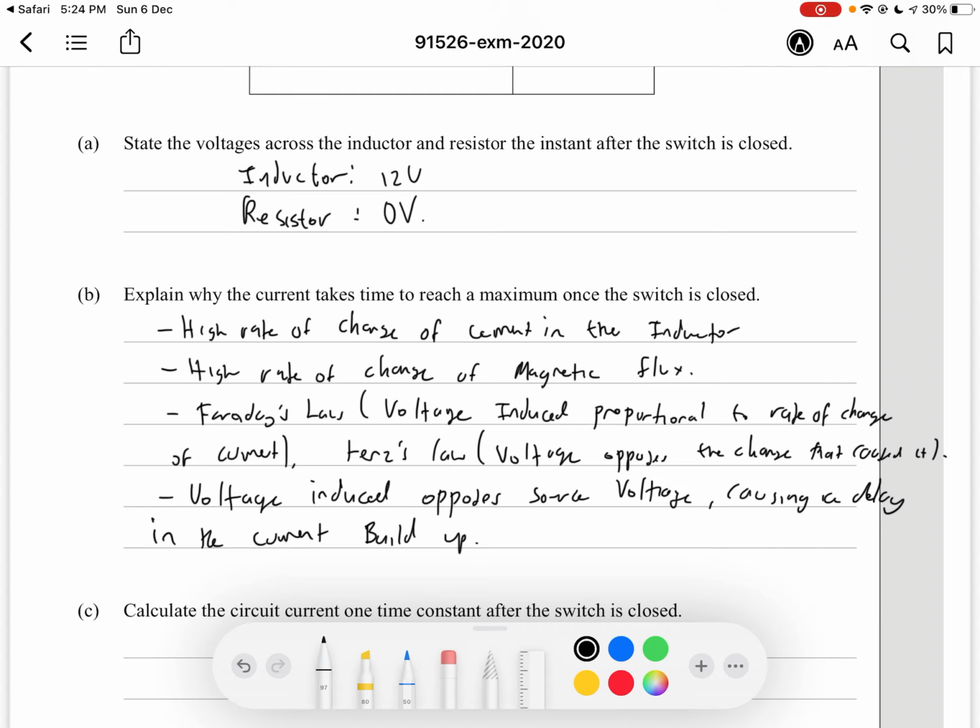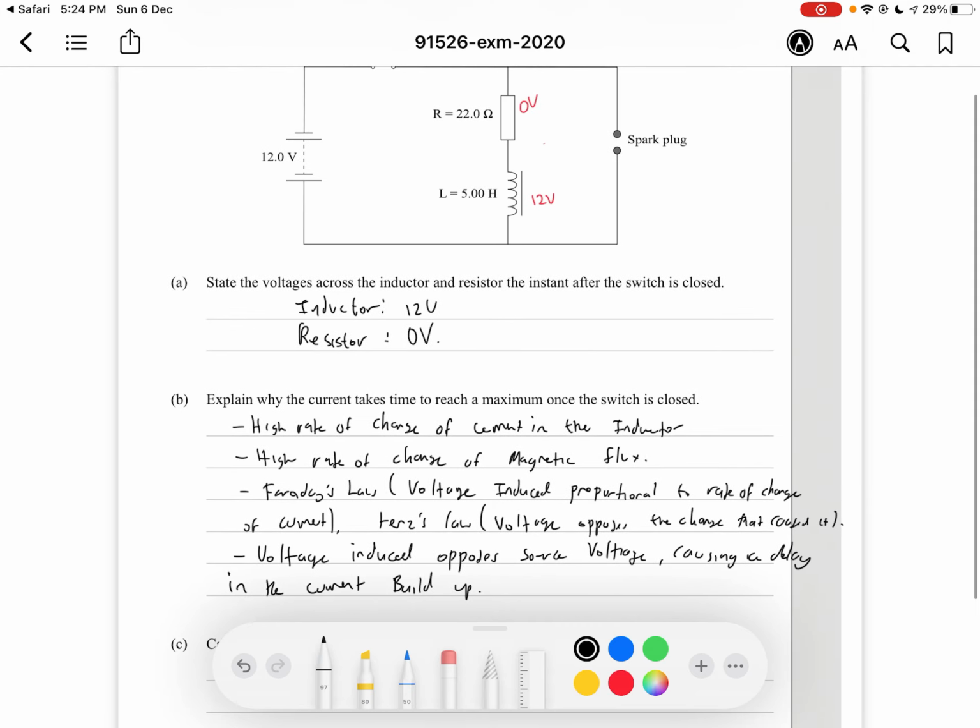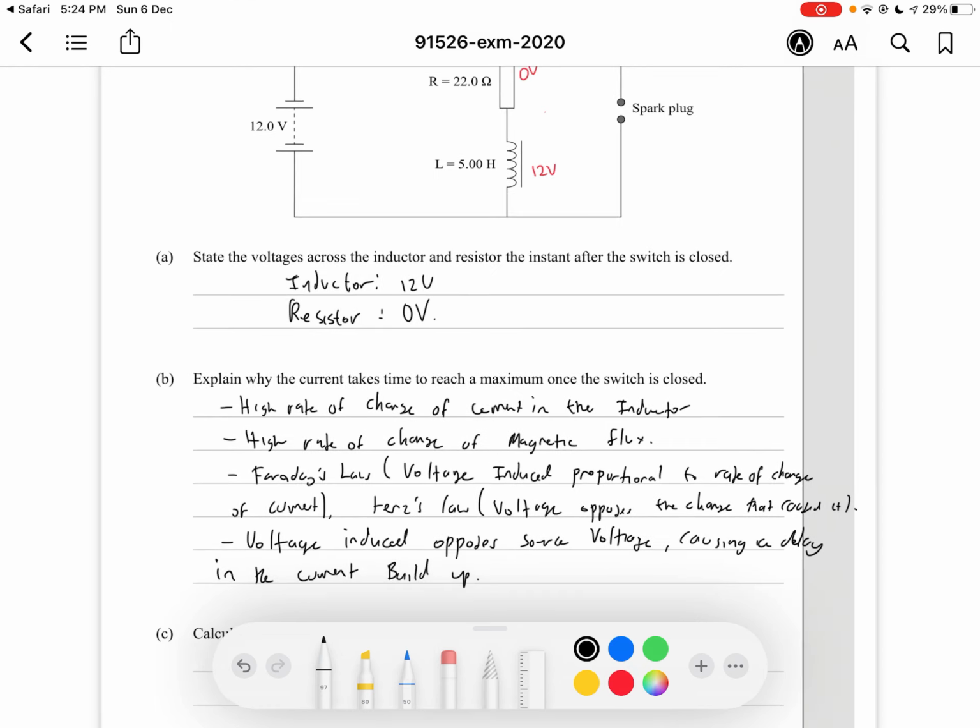And eventually, after about 5 time constants pass, there's going to be about no more rate of change in current, and therefore no rate of change of flux in the inductor. The voltage induced in the inductor is 0 volts. At a bit more than about 5 time constants, it's going to be 0 volts induced in the inductor, and all of the 12 volts is going to be in the resistor. So they kind of switch places after about 5 time constants.